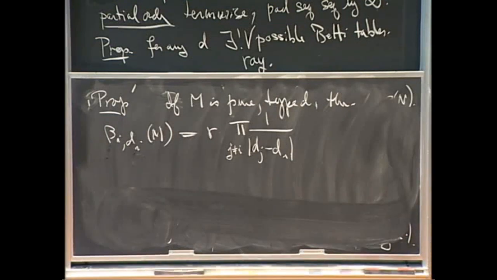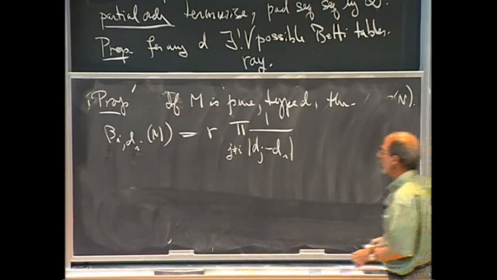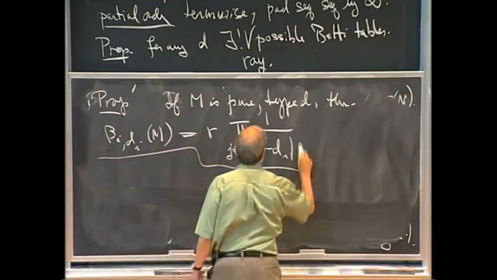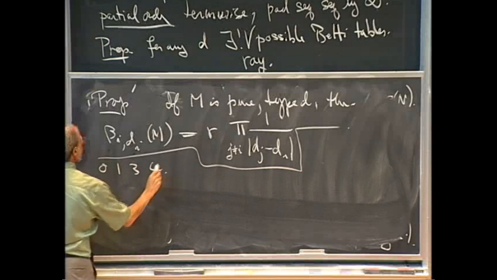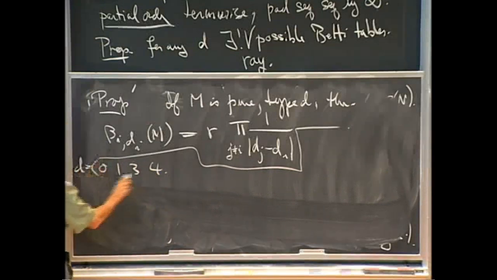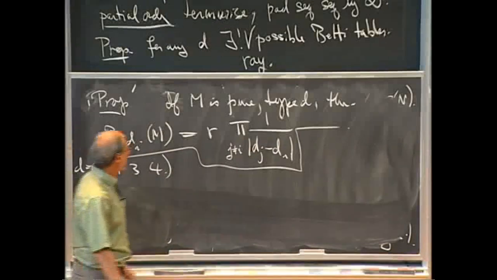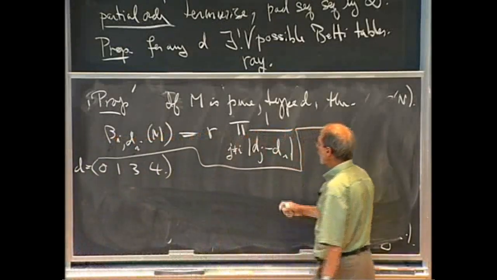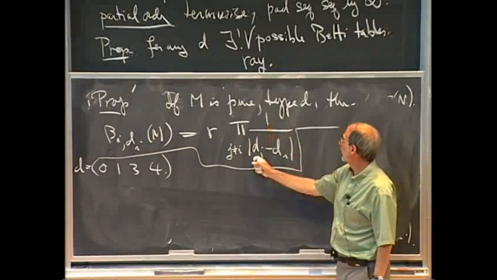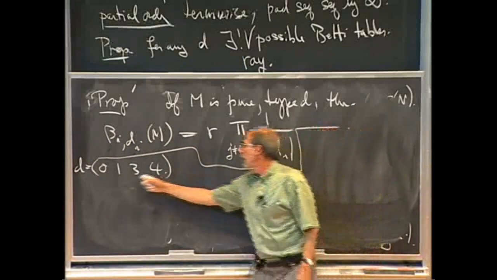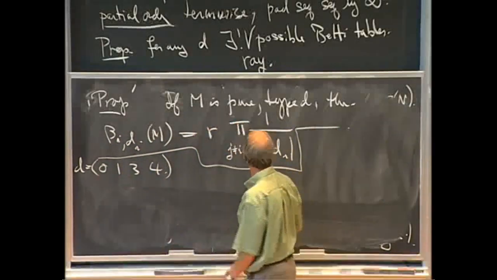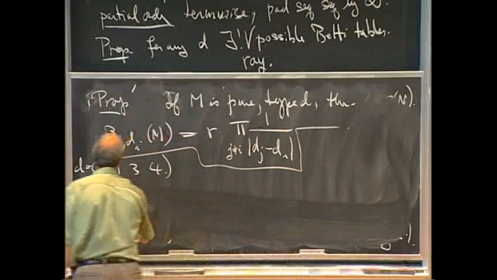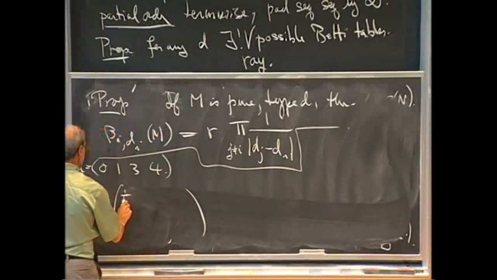So let's take the next case. I guess the next case would be 0, 1, 3, 4. So there's D. Okay? What should we have? Well, what are these funny numbers? In the 0th place, I'm going to get 1 over 1 minus 0 times 3 minus 0 times 4 minus 0. That's 12. So I get a 12th. So the Betti table looks like 1/12.